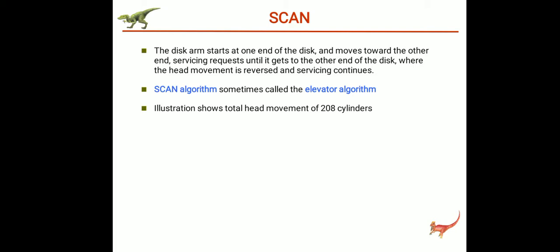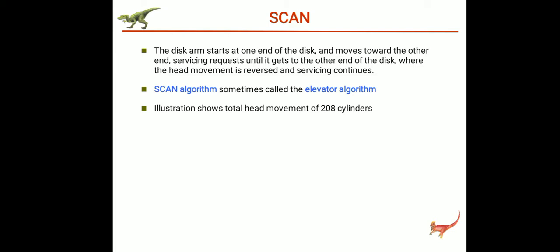So it starts from one end of the disk and moves toward the other end, and while moving toward the other end it will serve all the requests in between. Once it reaches the other end, the direction of the head movement will be reversed and it will start servicing the requests in the reverse direction. Therefore, the head continuously scans back and forth across the disk.